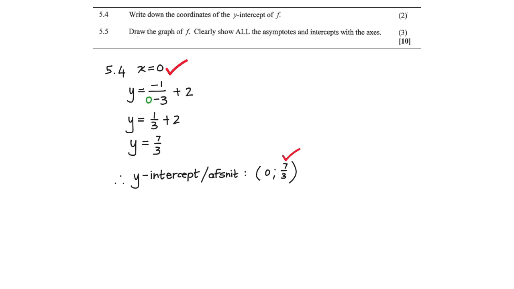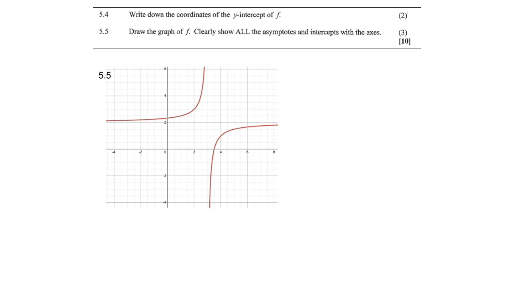Now the value of a in the equation is negative, so that means the graph is going to be in the second and fourth quadrants. Then you need to indicate the asymptotes. So the vertical asymptote is at x equals 3 and the horizontal asymptote at y equals 2, and we use dotted lines. Then, very important, we also need to show the intercepts. So the y-intercept is at (0; 7/3), and the x-intercept is at (7/2; 0). So you need to clearly indicate that on the graph.